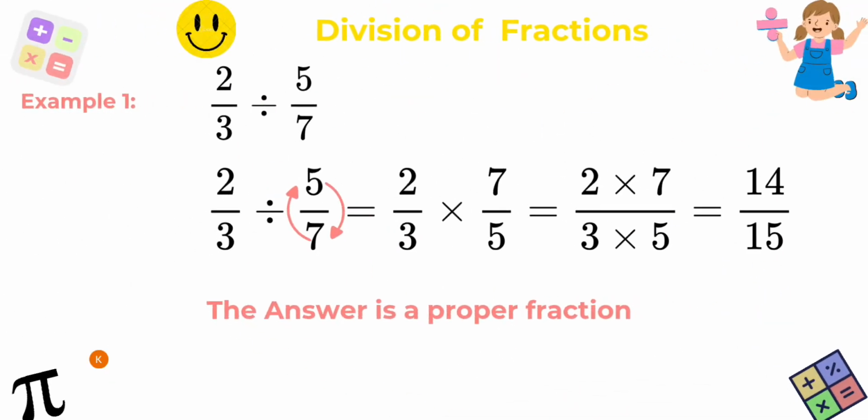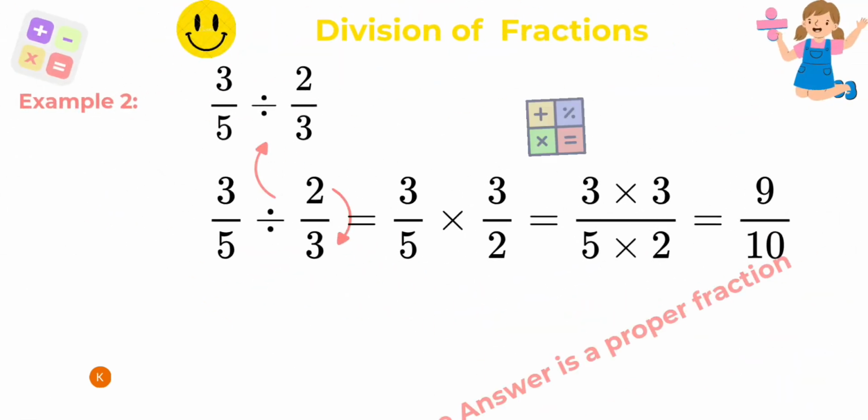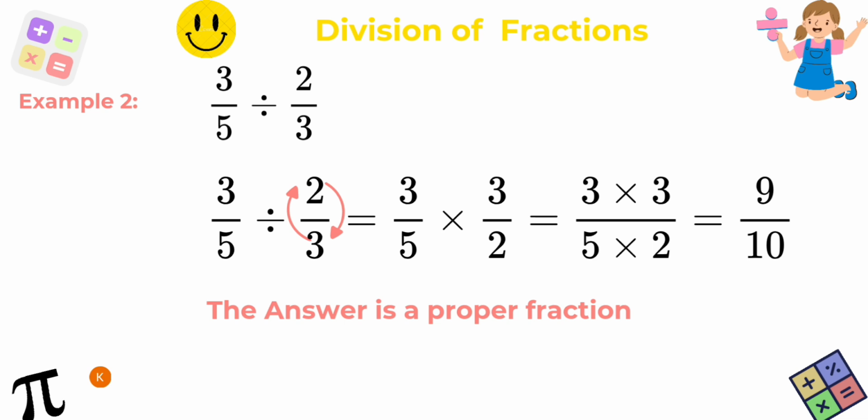Example 1 on division of fractions. We have 2/3 divided by 5/7. We reverse the second fraction, and we now have 2/3 multiplied by 7/5. We have 2 multiplied by 7 and 3 multiplied by 5, and our result is 14/15, and the answer is a proper fraction.